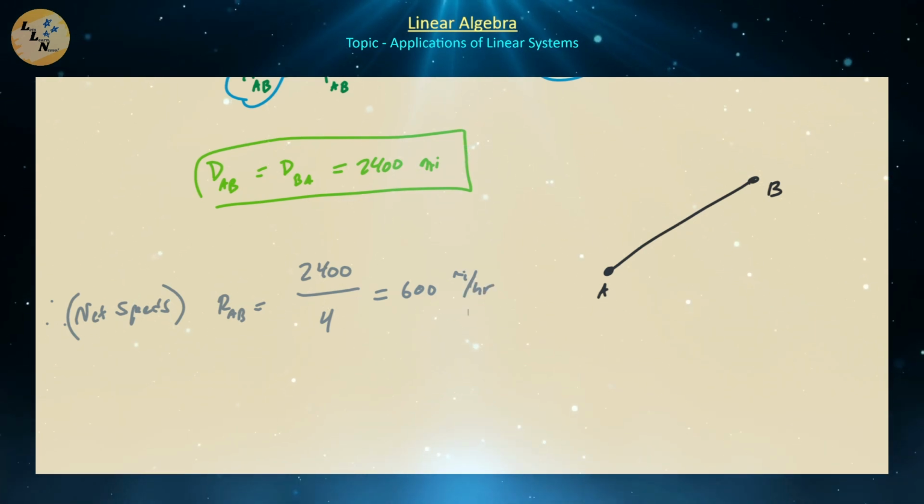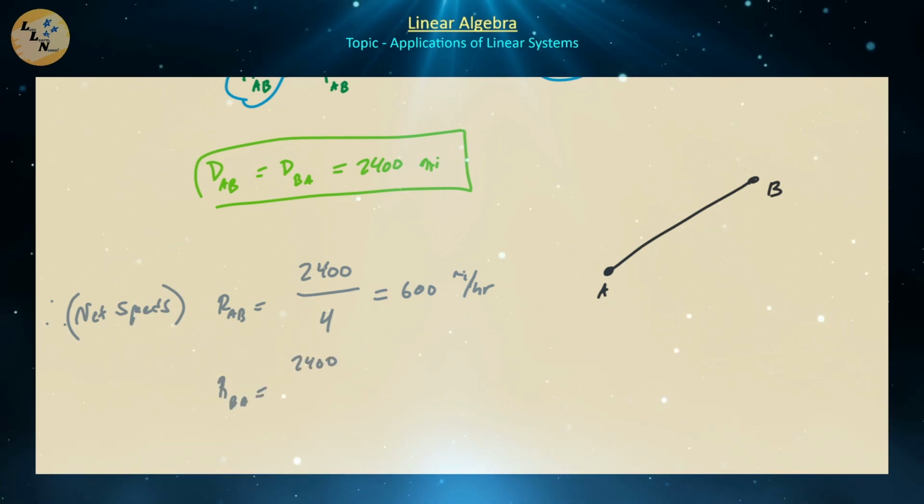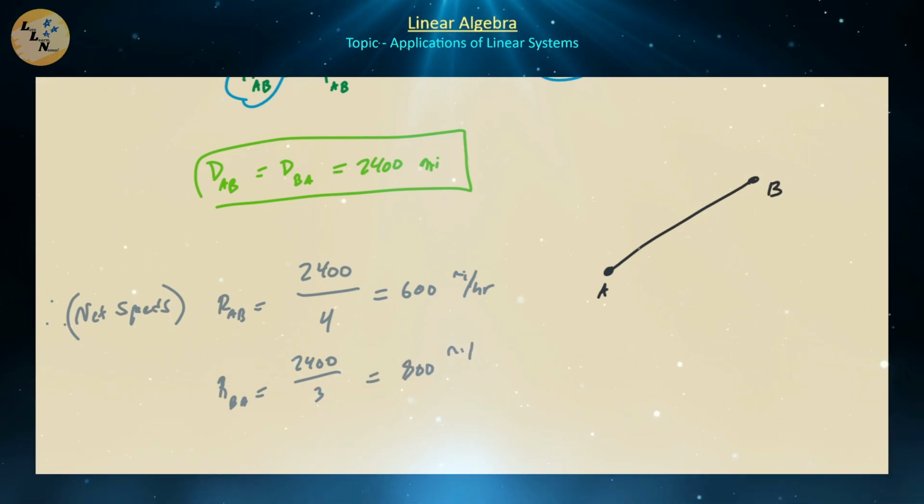So that is the net speed for the airplane and the wind. And also the rate from B to A is going to come out to 2,400 divided by 3, which is going to be equal to 800 miles per hour.